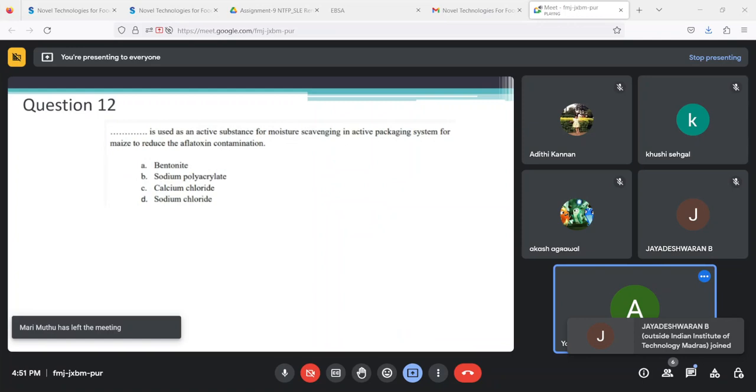Question 12. Dash is used as an active substance for moisture scavenging in active packaging system for maize to reduce aflatoxin contamination. A. Bentonite, B. Sodium polyacrylate, C. Calcium chloride, and D. Sodium chloride.